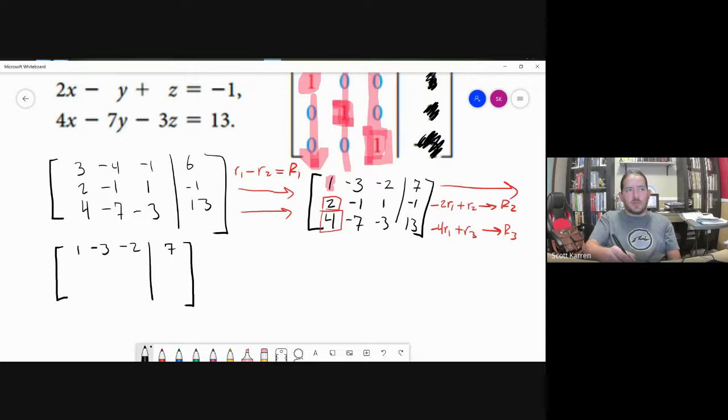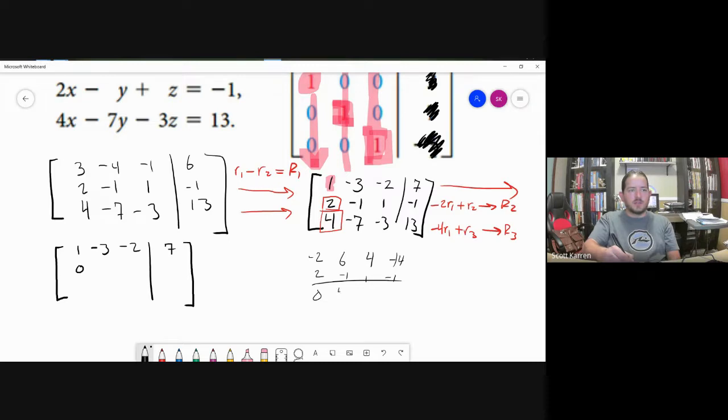But for row 2, I'm taking -2 row 1s and adding it. I typically do this in my head, but if I write it down here, -2 row 1 bit by bit is -2. -2 times -3 is +6. -2 times -2 is +4. And then -2 times 7 is -14. And then I'm adding that to row 2, which is that. So I get 0, which is what I wanted.